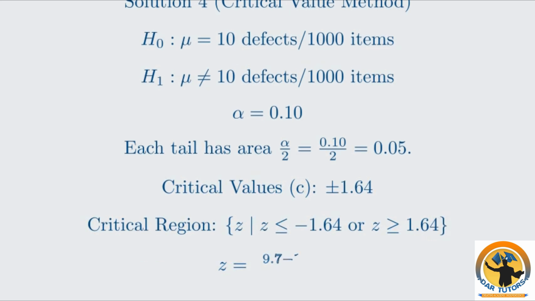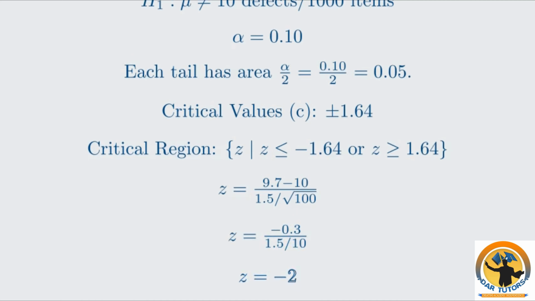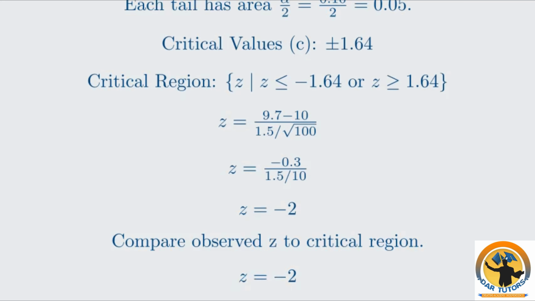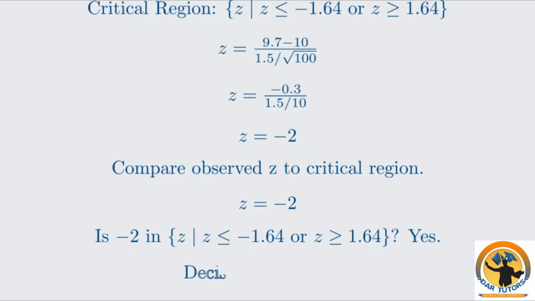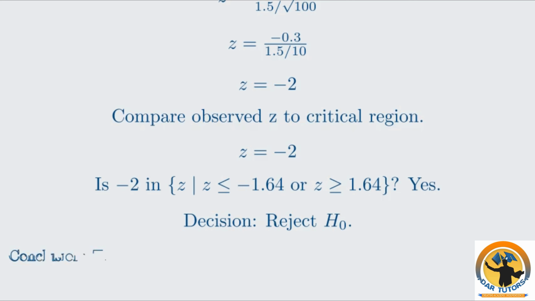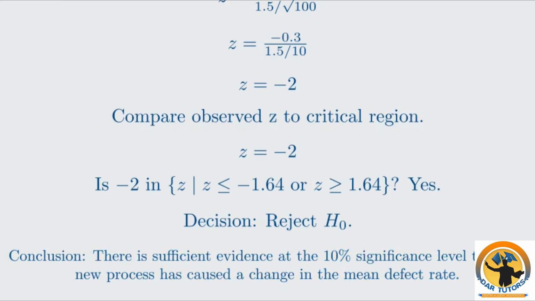Now we calculate our observed test statistic Z from the sample. It's 9.7 minus 10 divided by 1.5 over the square root of 100. This gives us z equals -2. Finally, we compare our observed z value to the critical region. Our z value of -2 is less than the lower critical value of -1.64. Since our test statistic falls within the critical region, we reject the null hypothesis. The conclusion is that there is sufficient evidence at the 10% significance level to say that the new process has caused a significant change in the defect rate.